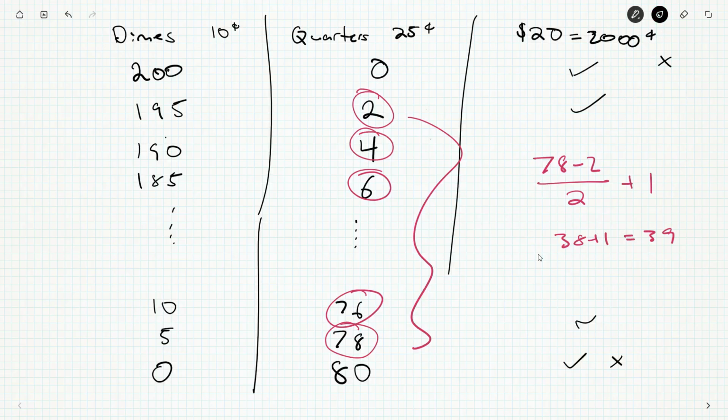Another way we could count: count 0 to 80. From 0 to 80, there's 2, 4, 6, 8, up to 80, which is going to be 40 numbers. And then we add one for the 0 that we didn't count, 41, minus the 2 cases that don't work, you still get 39. So 39 is going to be our answer. There's 39 ways to do it, and we have explained it with a nice little chart.